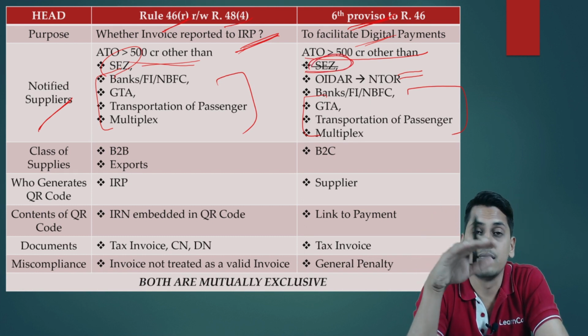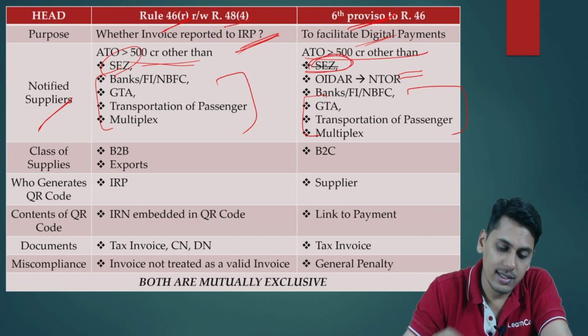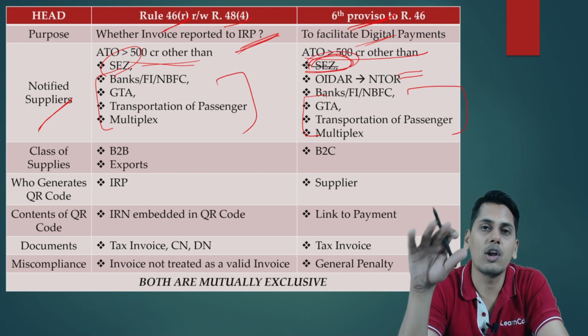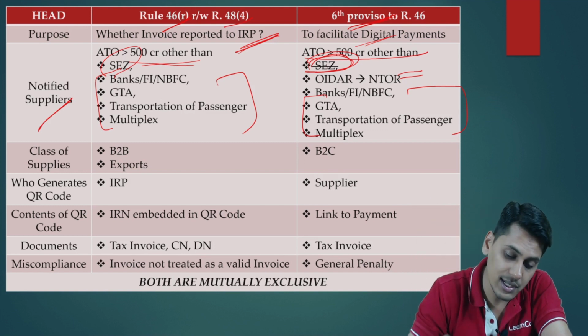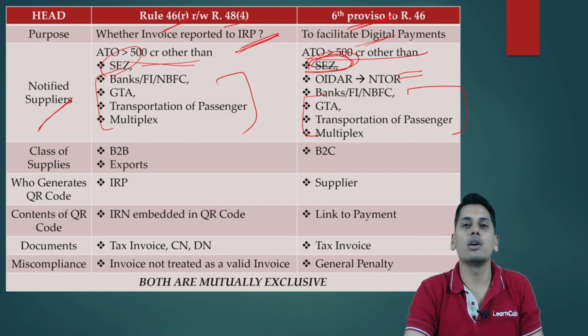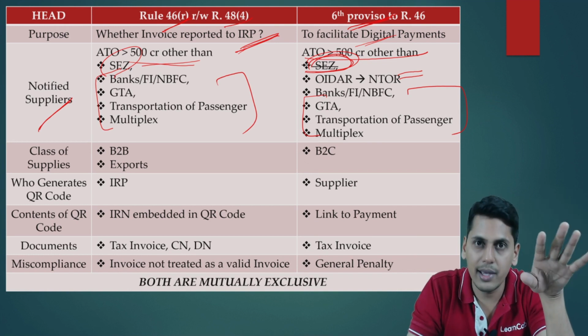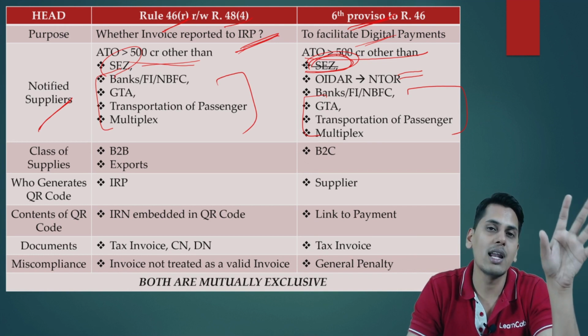special economic zone, there is no relaxation. In sixth proviso to rule number 46, there is no relaxation which is given to a special economic zone unit. That means a special economic zone unit whose aggregate turnover, if it is exceeding 500 crore rupees, for the invoice which is issued by them, it has to contain a dynamic QR code.